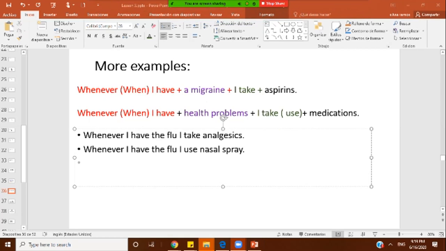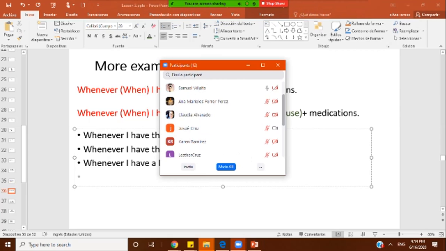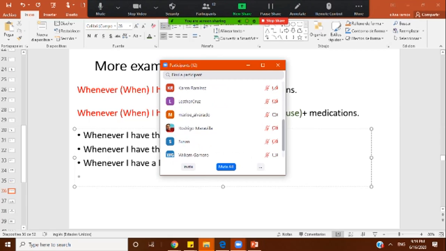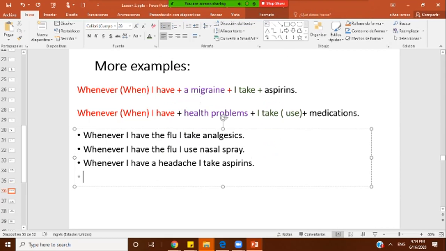A headache. Okay. Can you give me the whole sentence? Whenever I have a headache, I take aspirins. Okay, I take aspirins. Very good. One more. Okay, very good. Whenever I have allergies, oh, okay. I take anti-allergic. Whenever I have allergies, can you repeat that? Whenever I have allergies, I take anti-allergics.